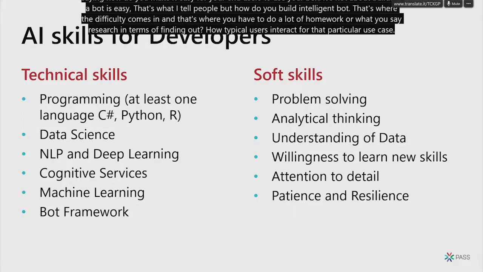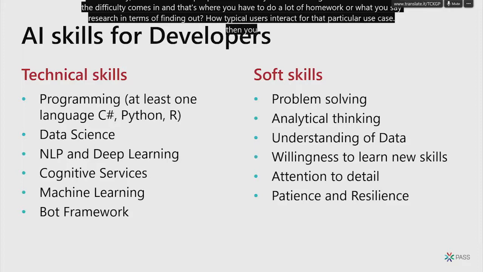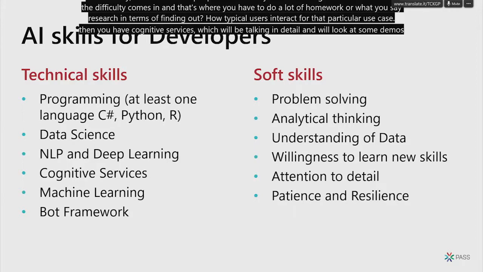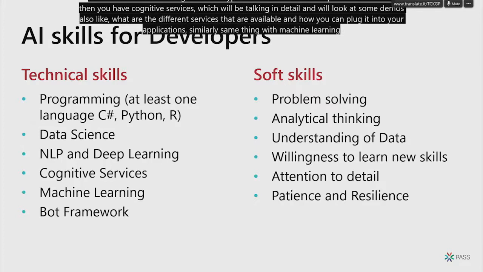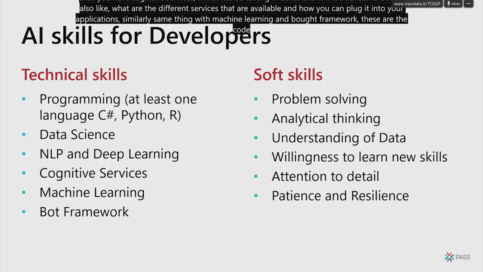Then you have cognitive services, which we'll be talking about in detail, and we'll look at some demos also, like what are the different services that are available and how you can plug them into your applications. Similarly, the same thing with machine learning and bot framework. These are the core technical skills that you need to have if you want to become an AI developer.